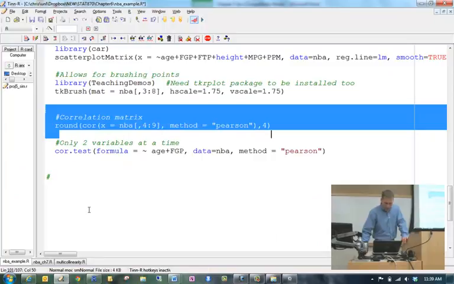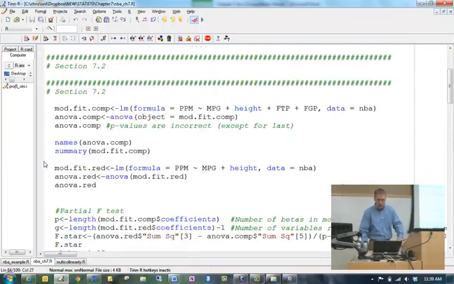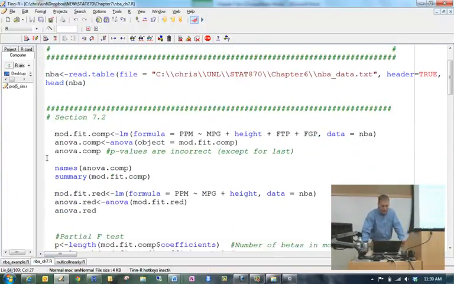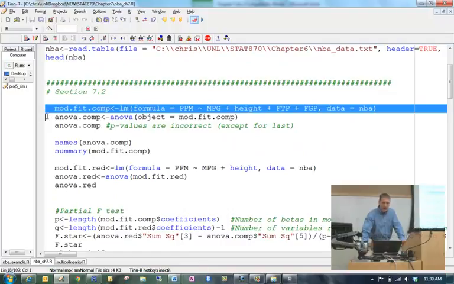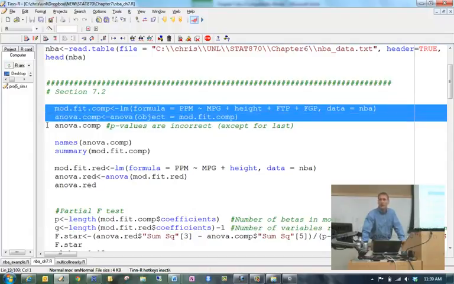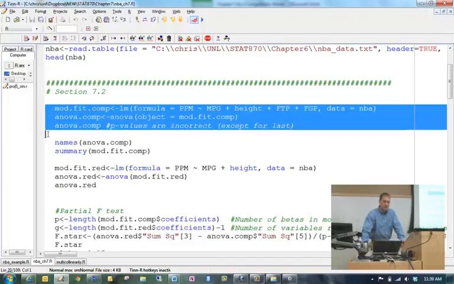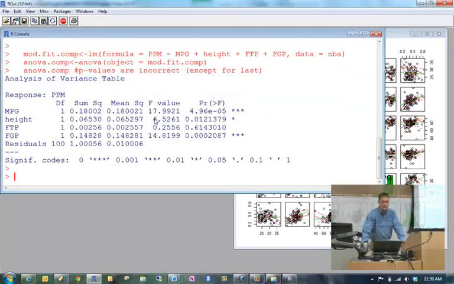Well, let's actually go over to R here. First thing I'm going to do is estimate my complete model. And I'm going to need to get some sums of squares. And the easiest way to get sums of squares is to use the anova function. You know, we've seen this a number of times before. I'm going to put the results into anova.comp just to help me out. And we'll discuss the components of what's in the anova function as we go along here.